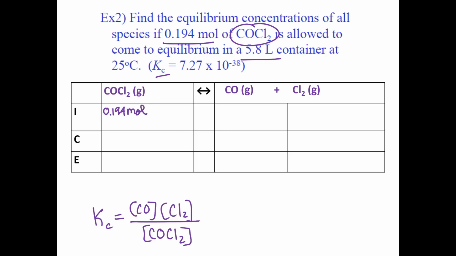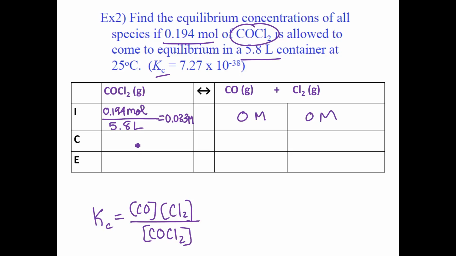But I can't just leave this in moles. I have to convert it to molarity. So I'm going to divide it by my volume, 5.8 liters, and that gives me 0.033 molar. The products are not mentioned, so we're going to assume that those start at 0. So we're starting out with pure reactant, and that is all we know in terms of concentration. For my change row, I'm going to use the symbol x to represent change.